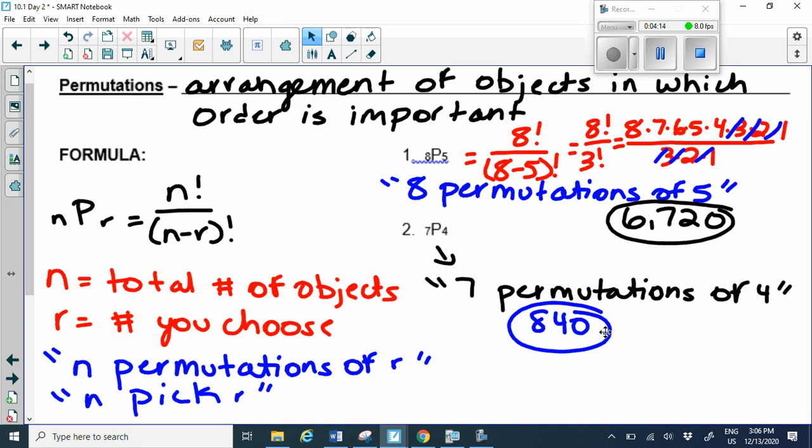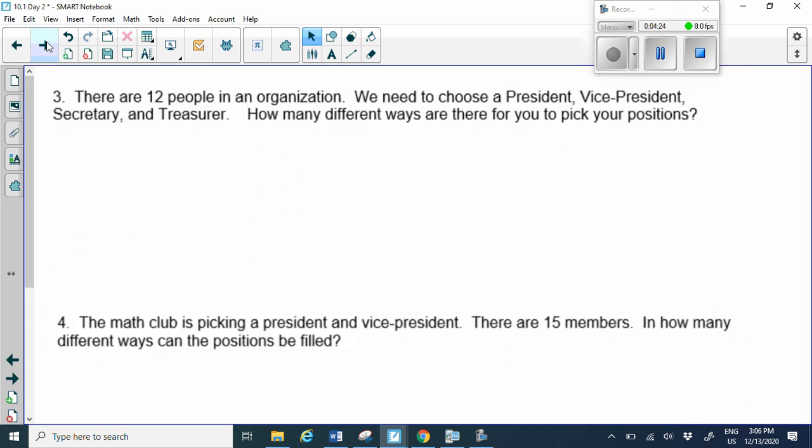I just wanted to do number 1 where you kind of understood what happens, and we've seen that when we did factorial, but you can also use your calculator to do that. Now let's go ahead and do some examples here with permutations.